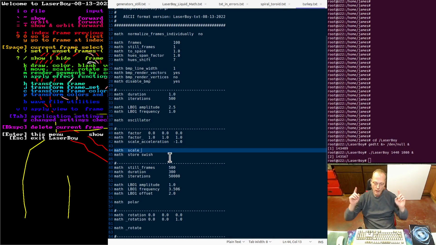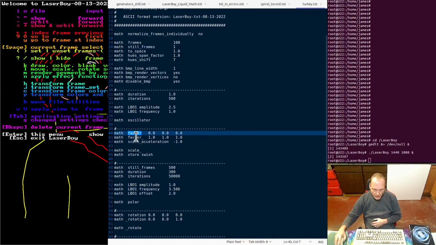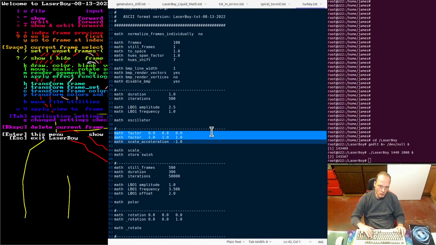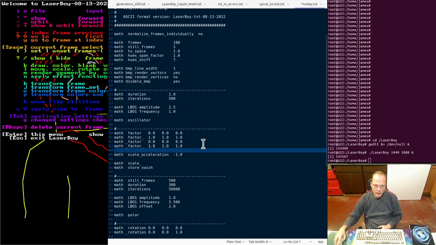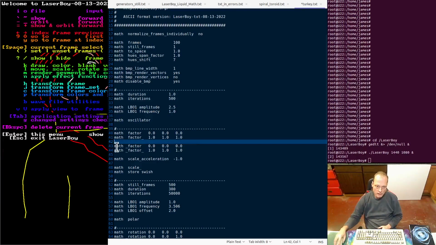So for factor, as an example, right here, there's factor and factor underscore. These would apply to the first frame in a frame set. And then the corresponding versions of them that begin with the underscore pertain to the last frame in the set of frames.